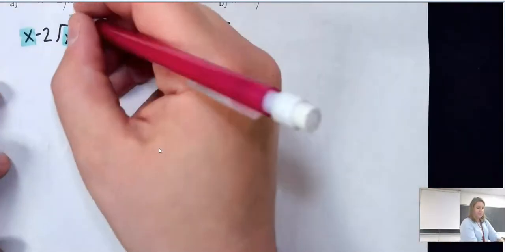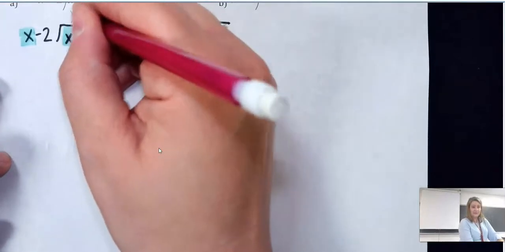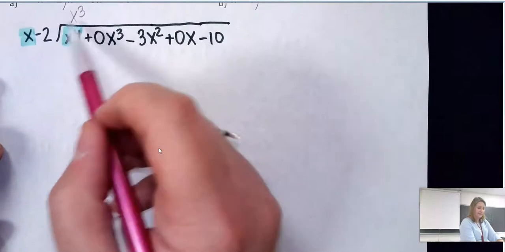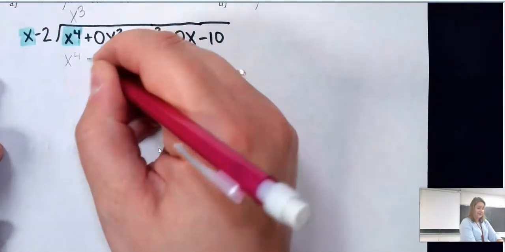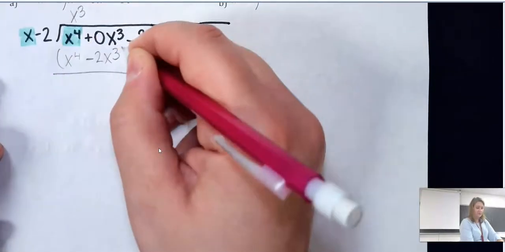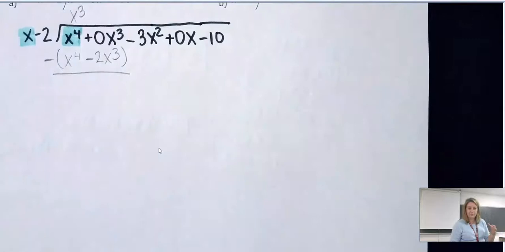Okay, so I need to multiply this by x cubed to do that. All right, so x cubed times x gives me x to the fourth. X cubed times that negative 2 is negative 2x cubed. And here is a really good example of why it might have been helpful to put that 0x squared, because what's happening there is I'm going to end up having a place to actually do the subtraction.